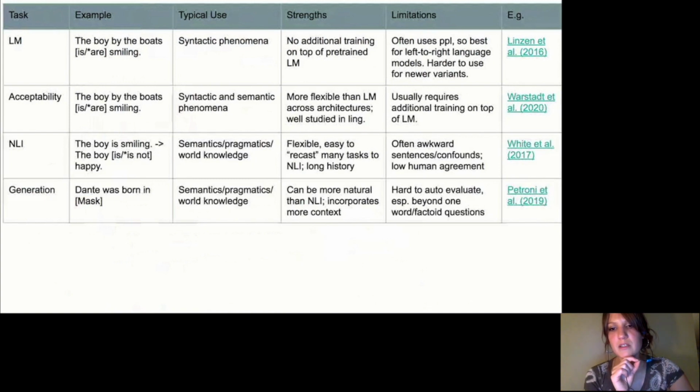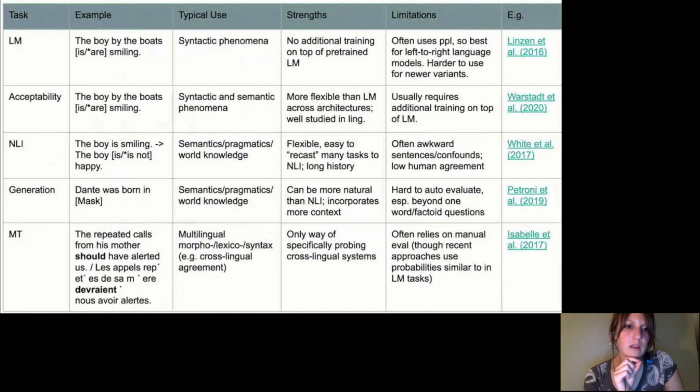But one of the main limitations is it's difficult to evaluate. Like any generation task, machine translation, summarization, chatbots, all of those kinds of things, we struggle with how to evaluate generative models. So you usually would have to either human evaluate or resort to something like BLEU, unless you're using one-word factoid questions, which then again greatly restricts the phenomenon you can probe for. So that's a serious limitation.